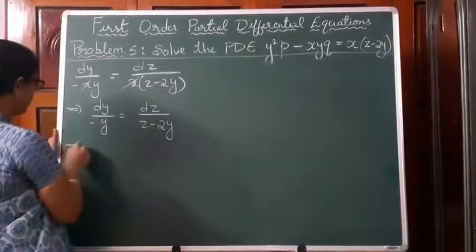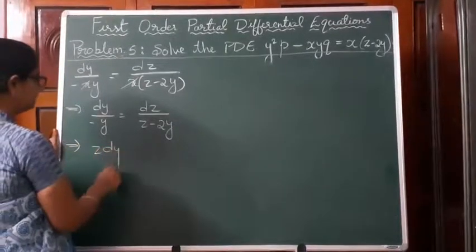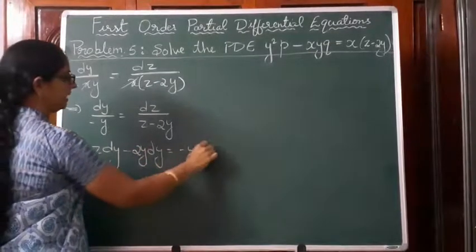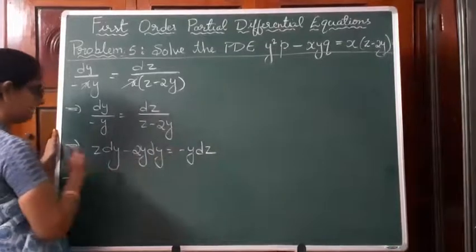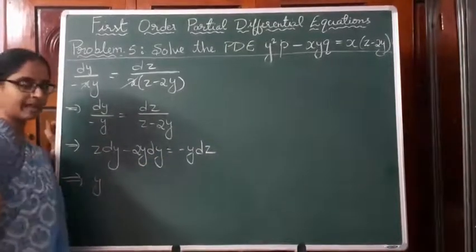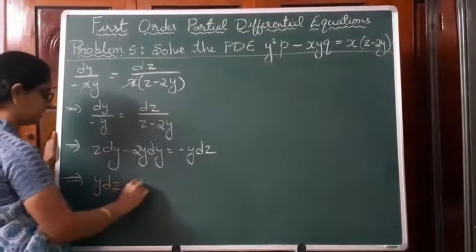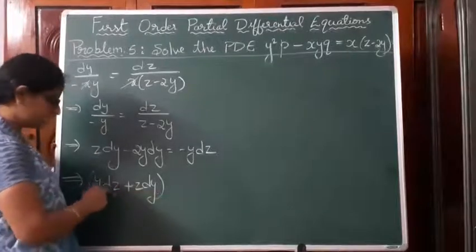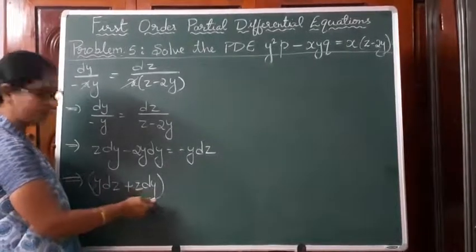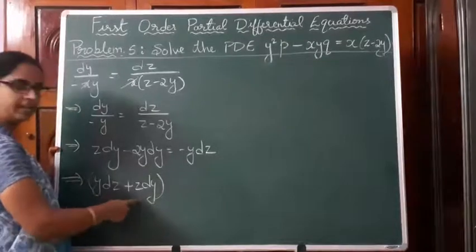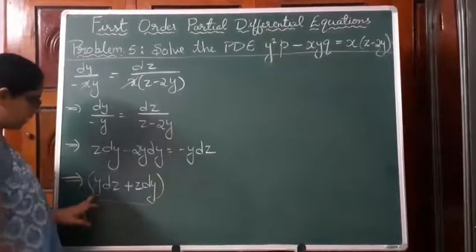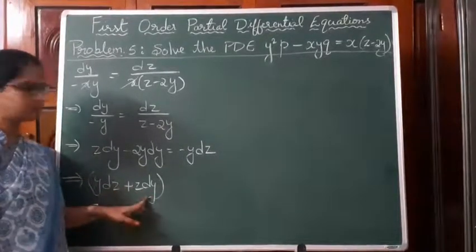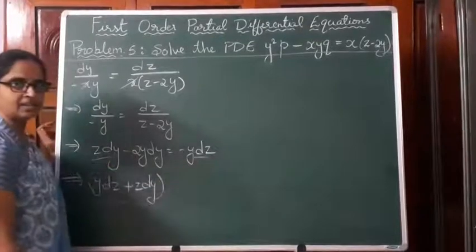So cross multiplying we get z dy minus 2y dy is equal to minus y dz. That gives y dz, when it comes to the left hand side, becomes y dz plus z dy. Okay, we got some clue here. We have y into dz plus z into dy, that is y into derivative of z plus z into derivative of y. This we can write as derivative of y into z. So these two terms can be written as derivative of yz.